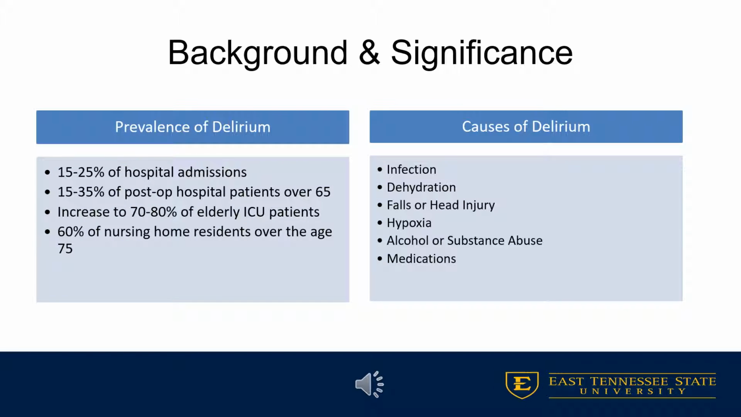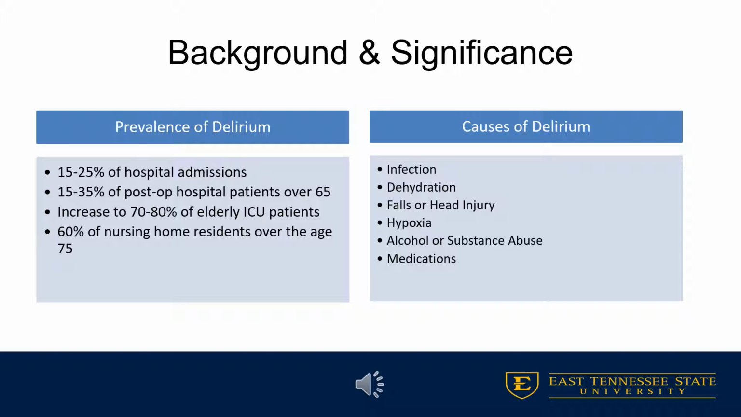As you can see with the percentages listed, delirium can occur in lots of different situations, and it is very prevalent in the elderly population, especially in the hospital setting. The mechanisms of delirium are not well understood, and there are known causes of delirium, which include infections such as pneumonia, respiratory infections, UTI, sepsis, skin or soft tissue infections, dehydration, falls or head injuries, hypoxemia or hypercarbia.